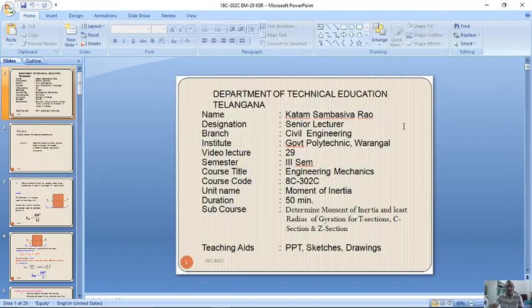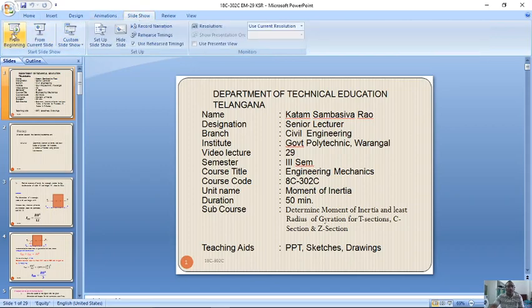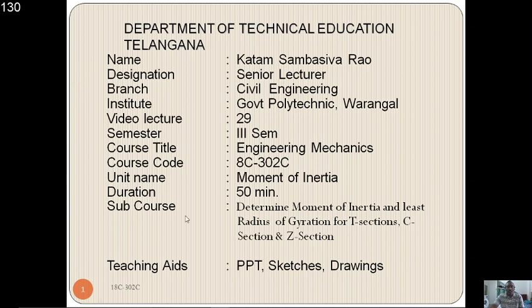Dear friends, today in this session we are going to learn about the determination of moment of inertia and least radius of gyration for T sections, channel section, that is C section, and Z sections.